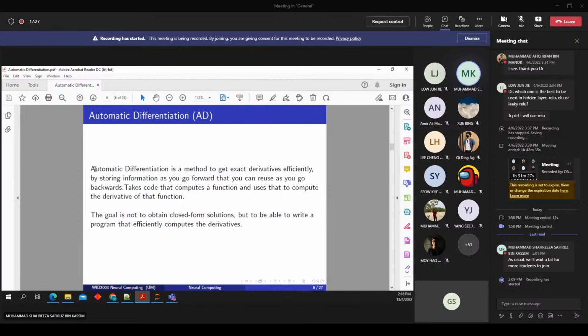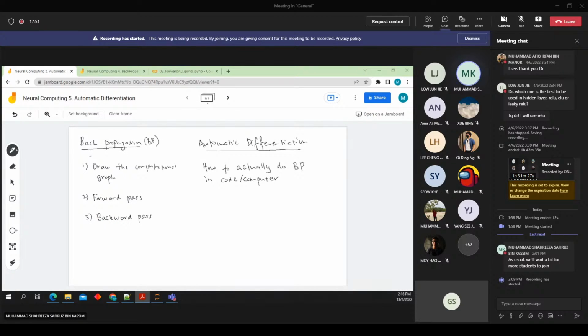So again, automatic differentiation is a method to get exact derivatives efficiently. Take code that computes a function and use that to compute the derivative of that function. So this is the idea. Whenever you compute a function, you also compute the derivative of that function instantly somehow, right? So you have a function, x equals f of t, for example.